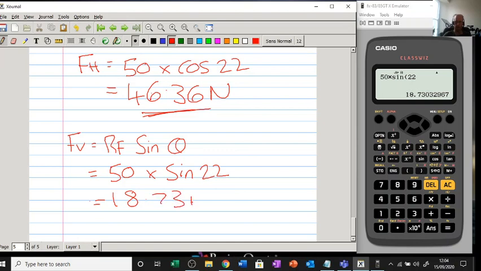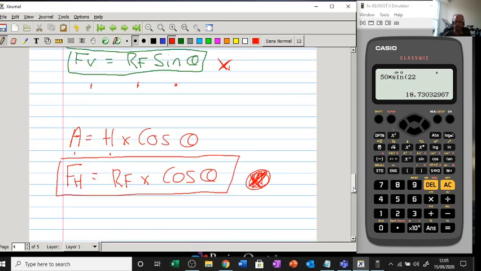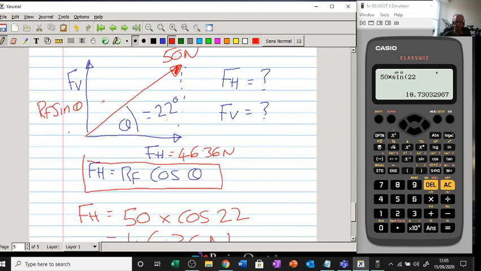18.73 newtons. Which means this force here is 18.73 newtons. Which makes a bit of sense because the 50 newtons is closer to the ground and it's 22 degrees, so you've got more force coming this way.